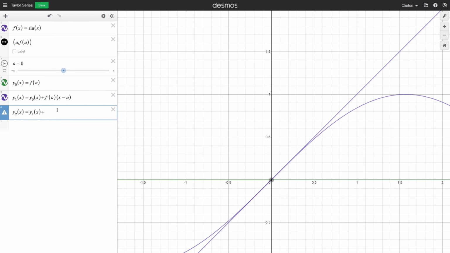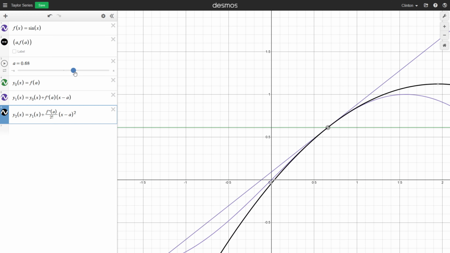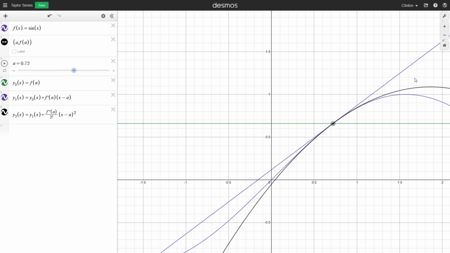Now, it just so happens that this information would be the second derivative at a, divided by 2 factorial. Now, we can take a look later at why there's a factorial here, but for now, just take my word for it. That has to be there. Okay. So now you can see that if we move, we can see all 3 of our approximations.